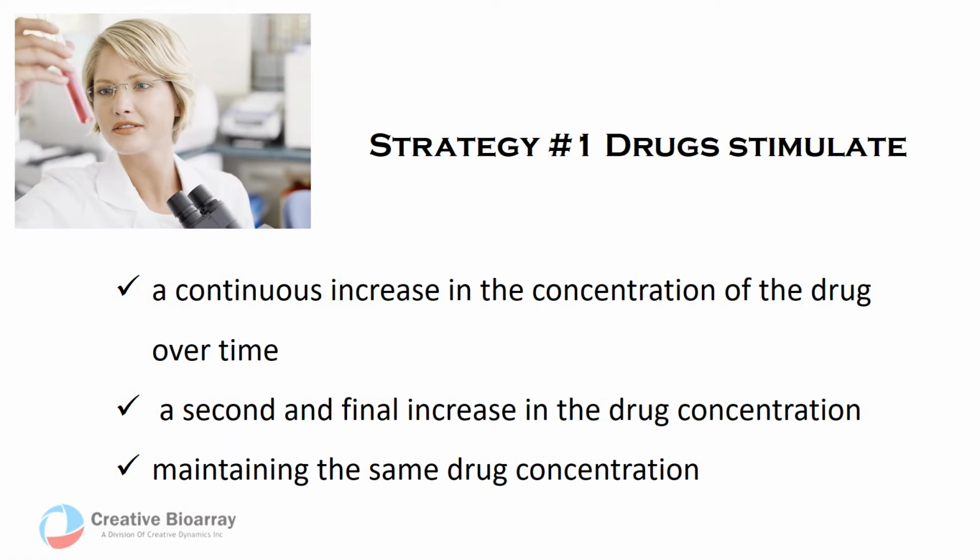The starting concentrations of the drug required to develop a resistant cell line vary, as well as the applied approaches. Some authors have used either the IC20 or IC50 concentration of the drug, or even a non-toxic concentration, to start generating a resistant phenotype. Then different approaches have been employed, i.e. 1. a continuous increase in the concentration of the drug over time, 2. a second and final increase in the drug concentration, or 3. maintaining the same drug concentration.